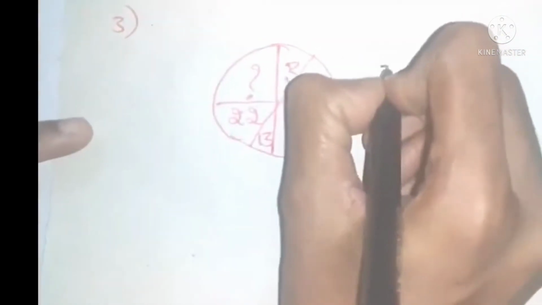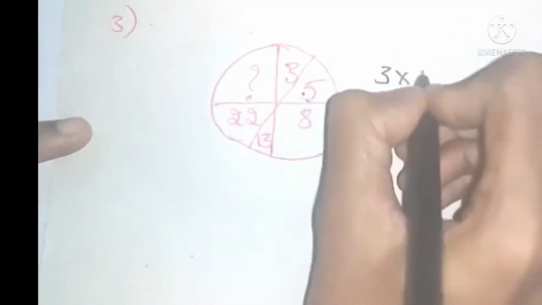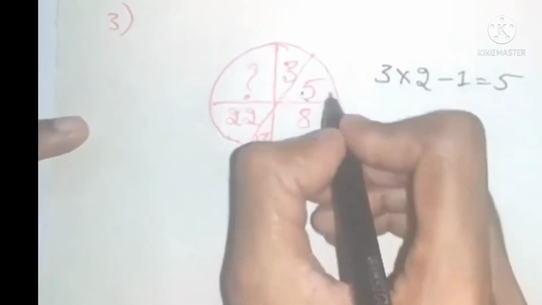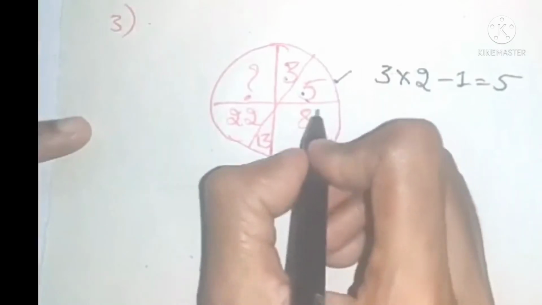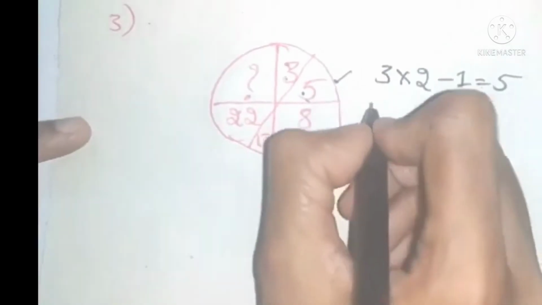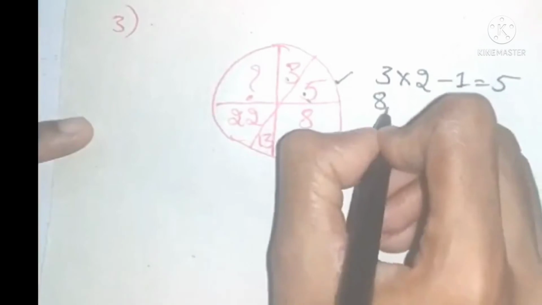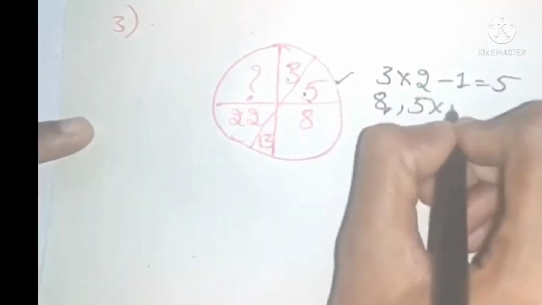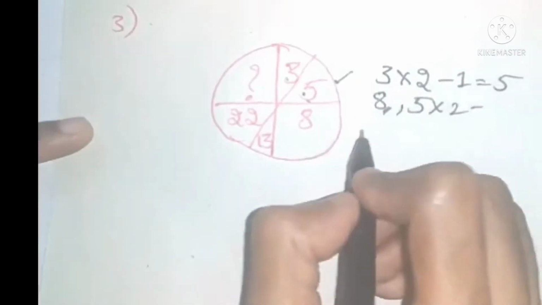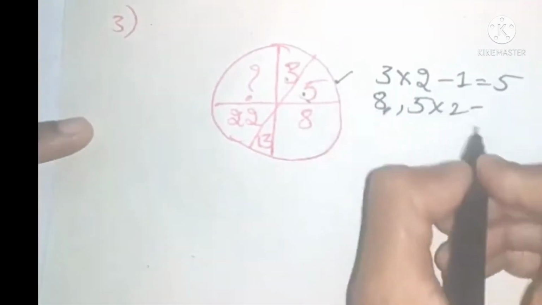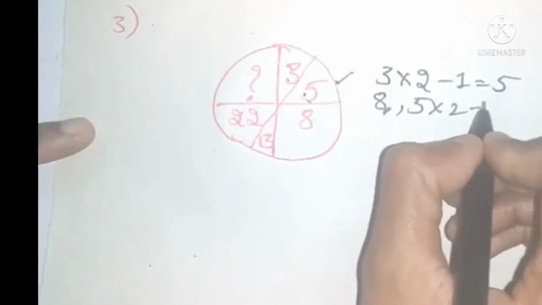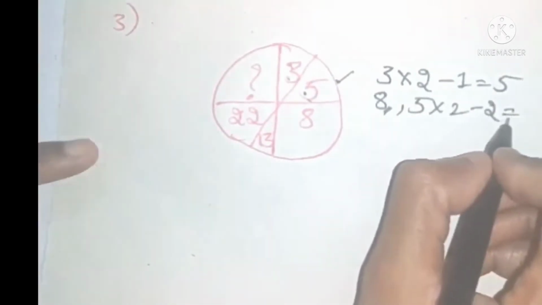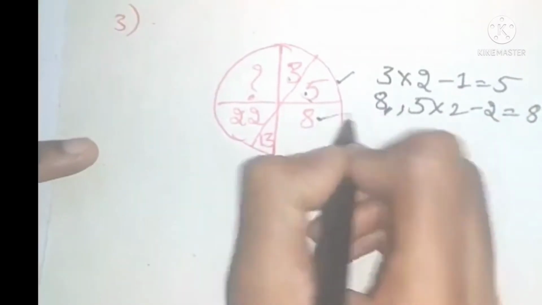Let's solve. 3 2s are 6 minus 1, we are getting 5. That is the next number. Yes, this is finished. Next, we should get 8. Okay, this is the term which we have to get. Now what we have to do? 5 into 2 minus 1, we are getting 9. Then for the next term we should subtract 2. We should think like that. 5 2s are 10. 10 minus 2, 8. Hence we got this 8.